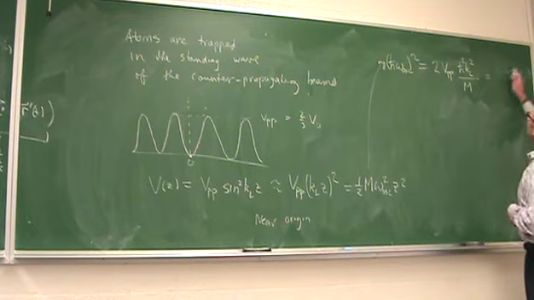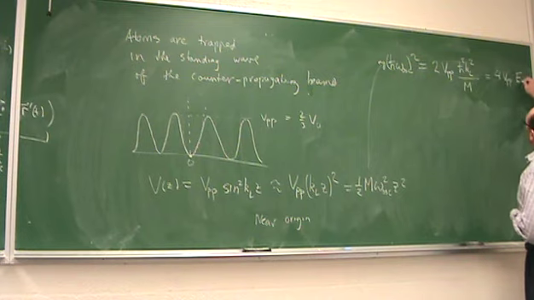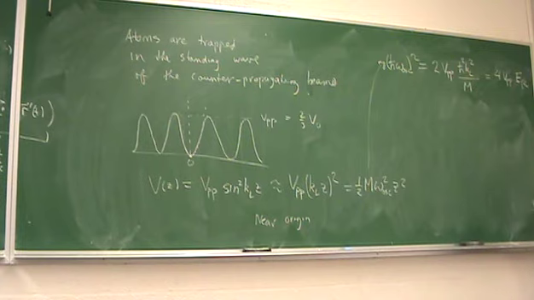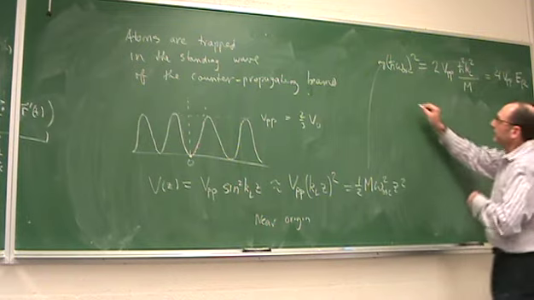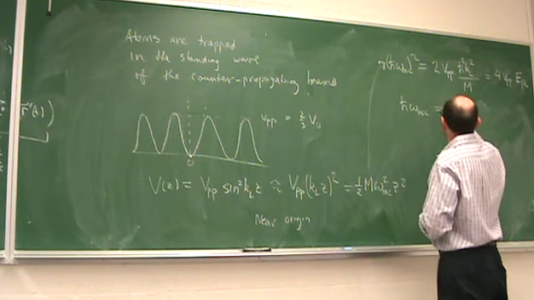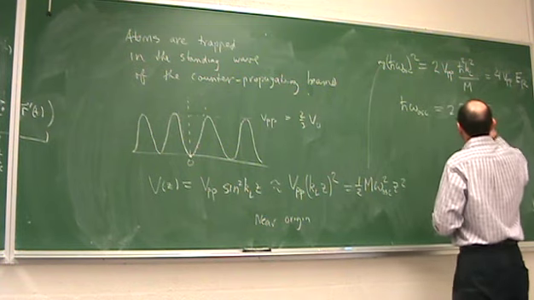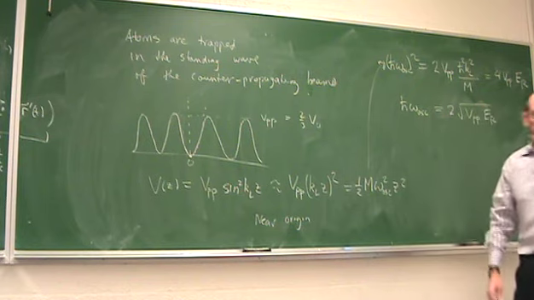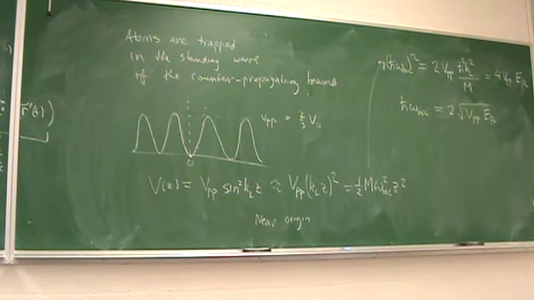So this then is equal to, if I multiply top and bottom by 2, 4 times the peak-to-peak depth times the recoil energy associated with that wavelength and that mass atom. The recoil energy, remember, is the kinetic energy associated with the atom when it gets h bar k of momentum. So that says that the oscillation frequency here is equal to twice the square root of the peak-to-peak depth times the recoil.